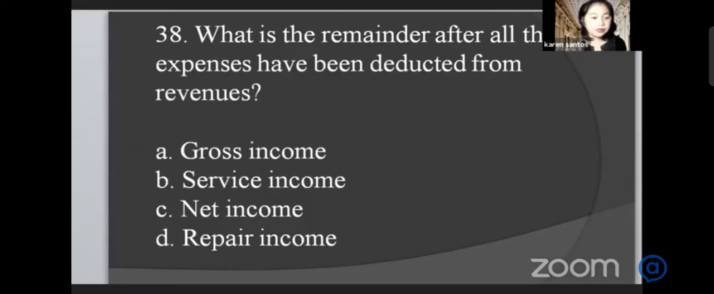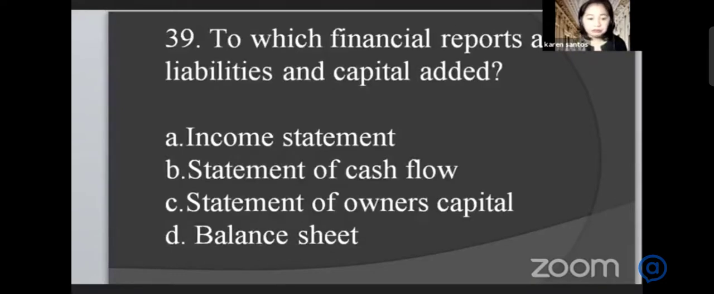So for the next question, to which financial reports are liabilities and capital added? A. Income statement. B. Statement of cash flow. C. Statement of owner's capital. And letter D. Balance sheet. Yan, ang bibilis sumagot.